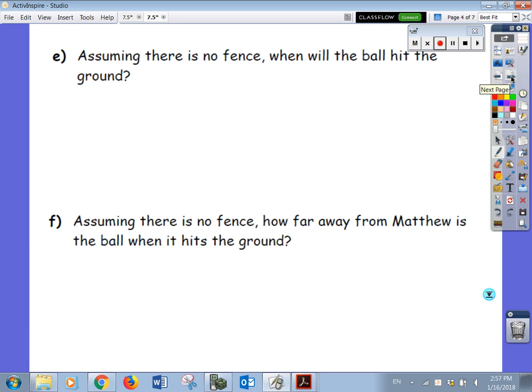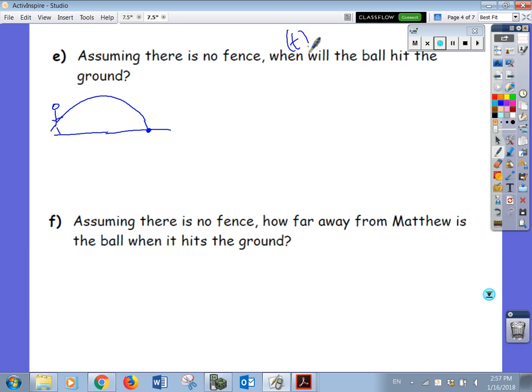So D is over. The wall has gone away. Or fence. Now it's a fence all of a sudden. So we're going to assume there's no fence. We want to know, when will the ball hit the ground? So again, drawing a picture sometimes might help. Here's Matthew. He hit the ball. It's going to land right here. So we want to know when.